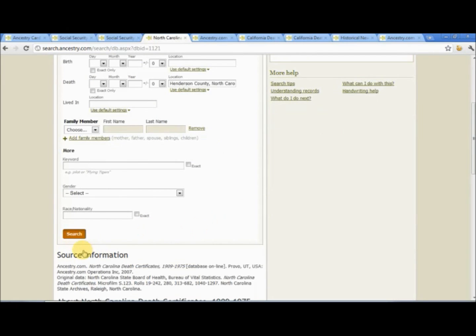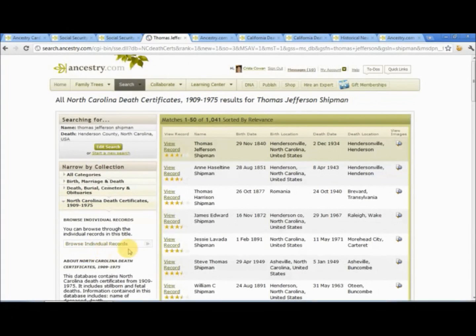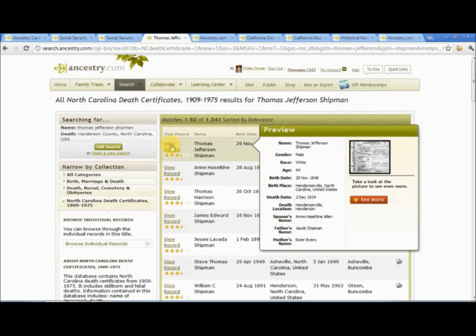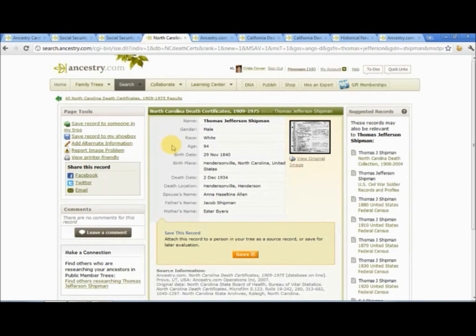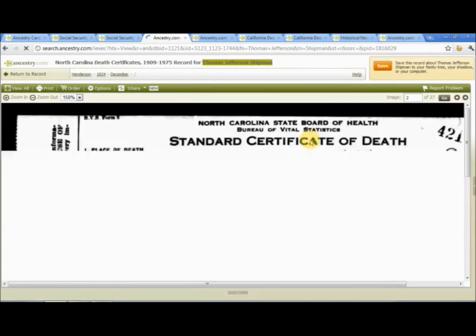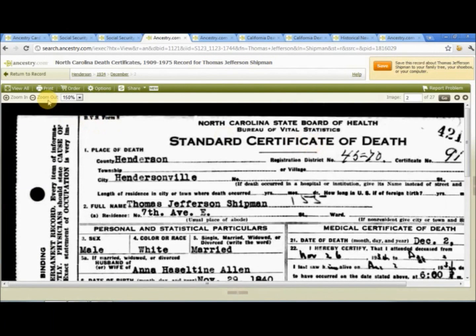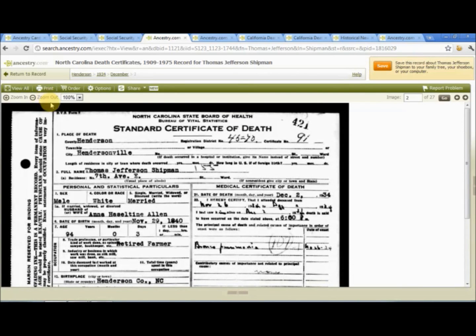And then click search. We see that Thomas Jefferson Shipman comes up here first in the search results. If I click on that, it'll take me to an index page that lists the information we've indexed off that record. But more important than that, it has an original image. So I'm going to click through to that original image and see what additional information I can find out about Mr. Thomas Jefferson Shipman. So here we see a copy of the death certificate.